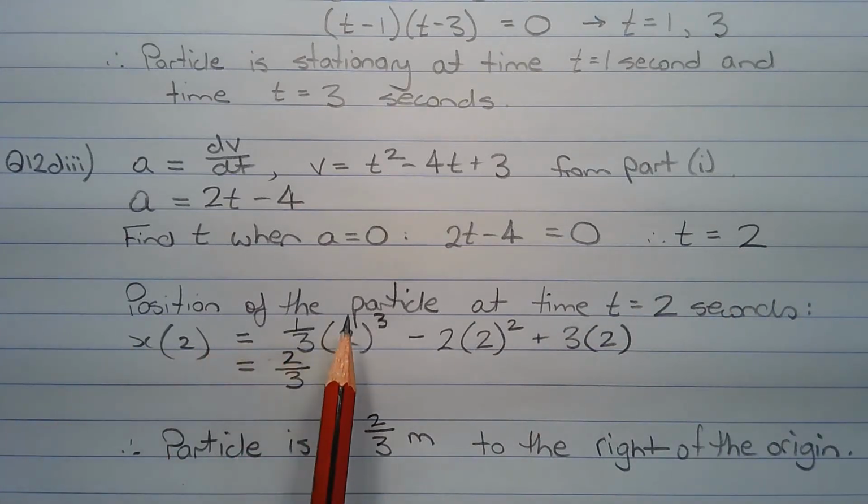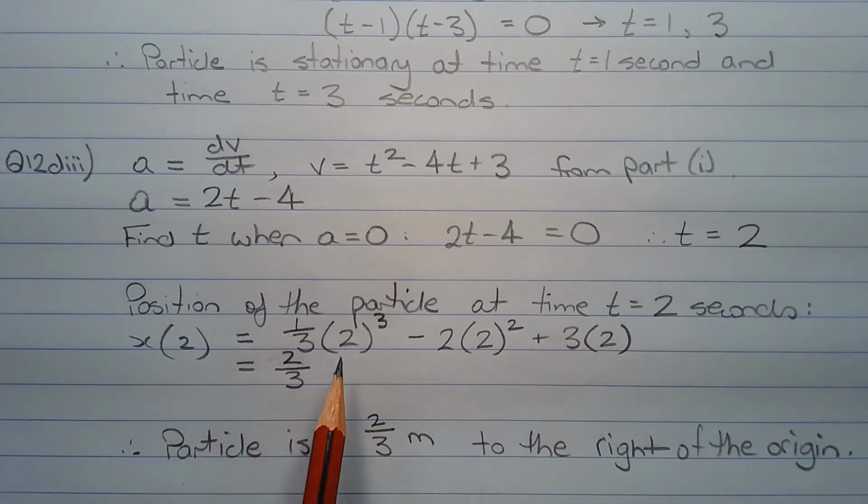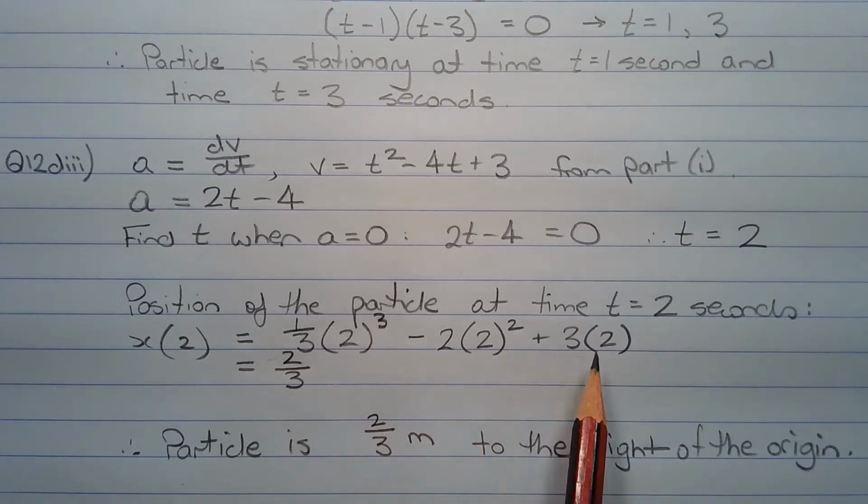So the position of the particle at time t equals 2 seconds is found by x of 2, which equals 1 over 3 times 2 cubed minus 2 times 2 squared plus 3 times 2, which equals 2/3. Therefore, the particle is 2/3 of a meter to the right of the origin.